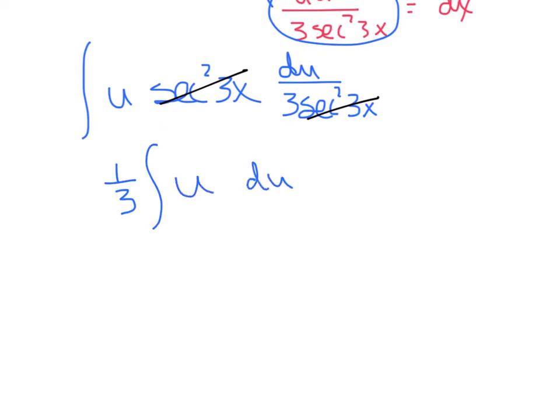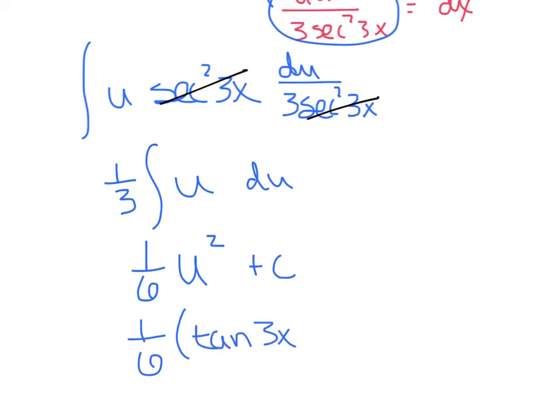Coincidentally, I'm going to integrate my u, that's u squared, divided by 2, so my coefficient's 1/6 plus c. And last but not least, we'll just rewrite this so it's in terms of x. And we're going to go with the tangent of 3x squared plus c. So there it is, ladies and gentlemen.